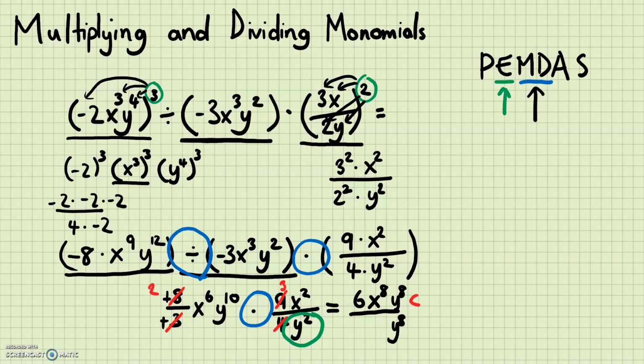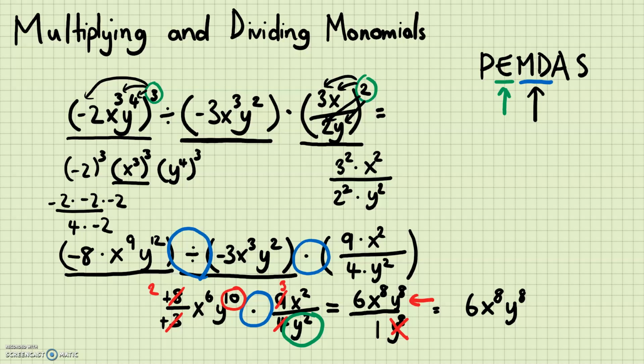It's going to be up here because 10 is bigger and 10 was up here. 10 was in the numerator. Okay, so our denominator is basically just 1. So we can just write the numerator. So our answer is going to be 6x to the 8th, y to the 8th.